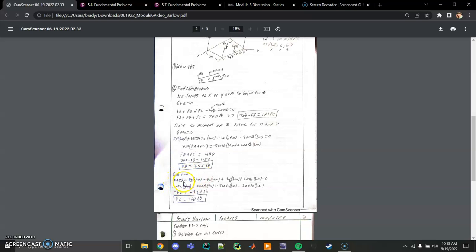So we have FA times 0, since it's right on the y-axis, minus FB times 4 meters, minus FC times 4 meters, plus the weight times 2 meters, plus 200 pounds times 2 meters. You solve for this, you'll end up seeing that FC is equal to 100 pounds, and we even applied the FB right here.